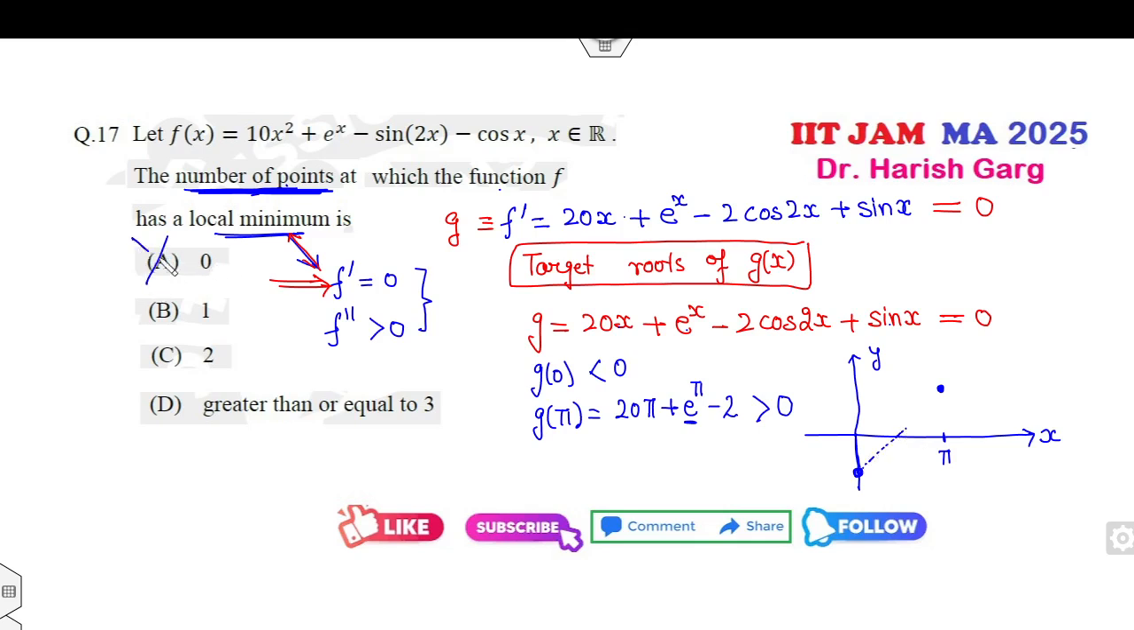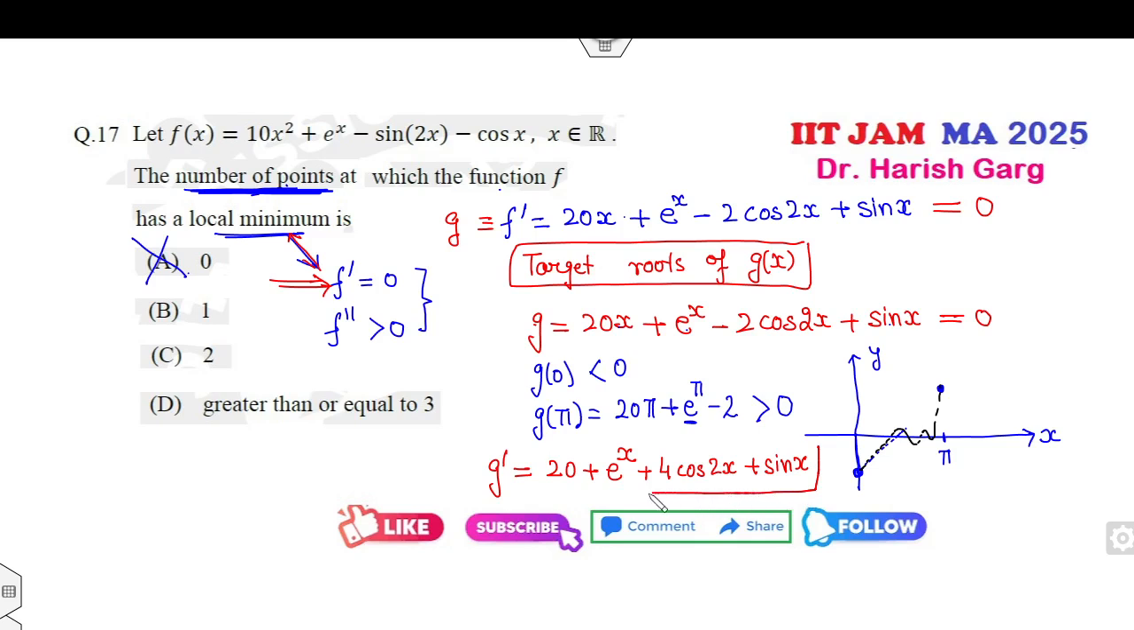तो 0 तो आपका कैंसिल हो गया. अब क्या ये ग्राफ इसका ऐसा होगा कि मान लो यहां से क्रॉस करा फिर वापिस आया, फिर क्रॉस करा, फिर वापिस आया और इस तरह से, तब तो बहुत सारे पॉइंट्स हो जाएंगे. वो कैसे चेक करा जाएगा? वेरी सिंपल, इसका हम डेरिवेटिव चेक कर लेते हैं. इसका डेरिवेटिव कितना आ रहा है? 20 प्लस e की पावर x प्लस 4 cos ऑफ 2x प्लस sin x.